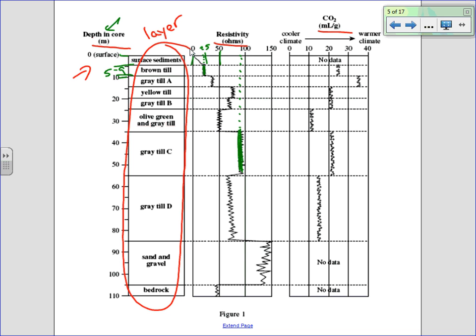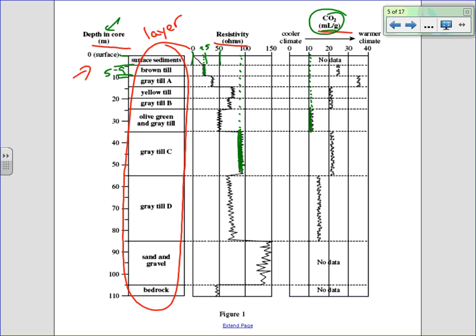All right. You could also do the same thing. Like, what if I asked you what olive, green, and gray till's CO2 concentration was? That's the last one. 11. So olive, green, and gray right here. Trace it up. It's just a hair above 10. 11 milliliters per gram is a pretty good estimate.